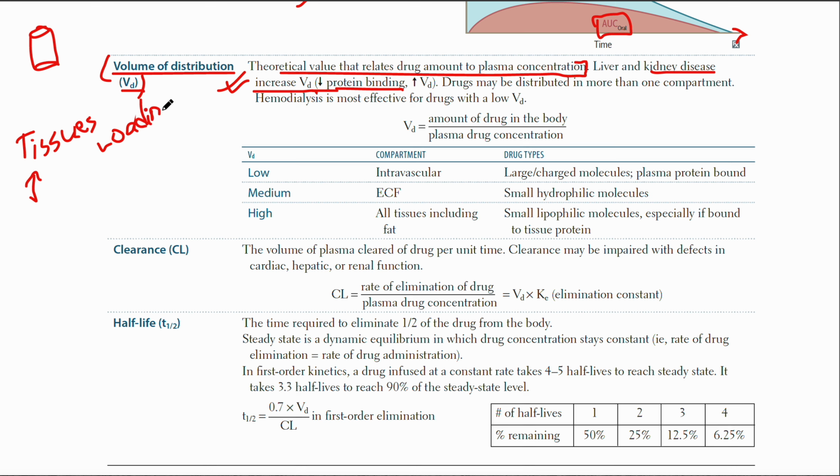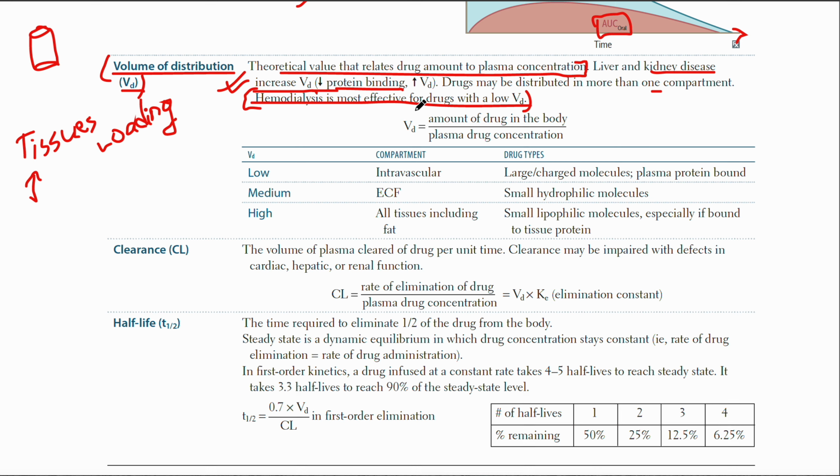The drug having the highest volume of distribution is chloroquine. It has 1300 liters per kg of distribution, right? So drugs may be distributed in more than one compartment. Hemodialysis is most effective in drugs with low VD because hemodialysis works on the concept of filtration, but proteins cannot get filtered, right? So the more the protein binding is, the less the volume of distribution is.